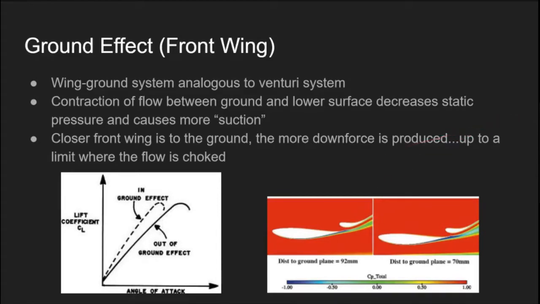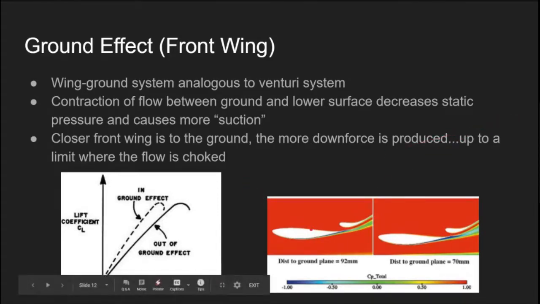And you can basically think of the wing ground system as a Venturi system. So say this is the ground, for example, and this is your wing. What's happening is you're basically creating a contraction region between the ground and the bottom surface of the airfoil. And what that's again going to do is accelerate the flow and create even more of a low pressure region than this airfoil would if it wasn't close to the ground, if it was just chilling out in free stream air. So it kind of creates a suction force that produces more downforce.